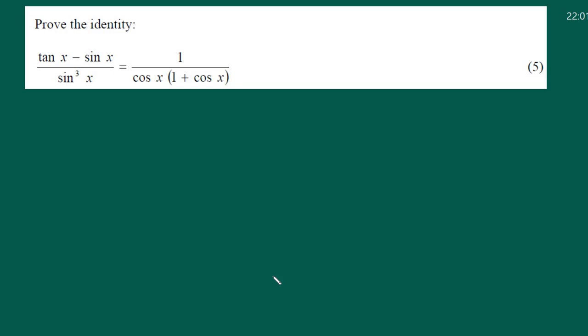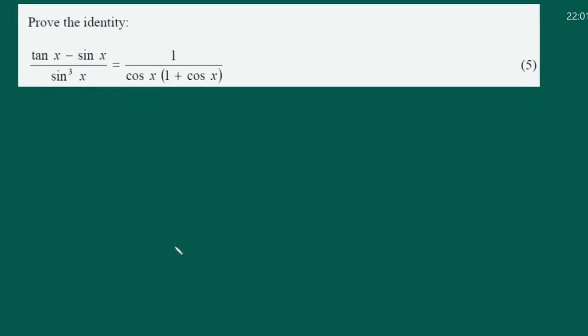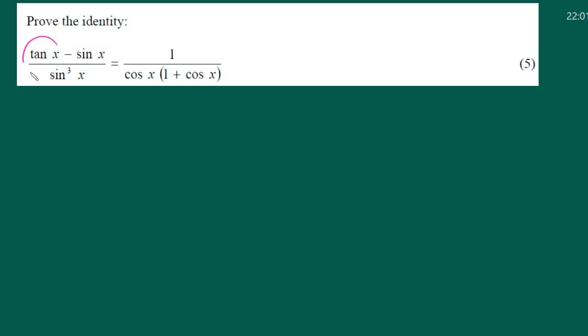You must always ask yourself this: what would it benefit me to change this tan into sine over cos? How will I benefit from that? You already think of it in your mind that if you do that, you would have changed this into sine x over cos x. You would have a fraction here. Over here you have sine. So having a fraction there means you can actually combine these two.